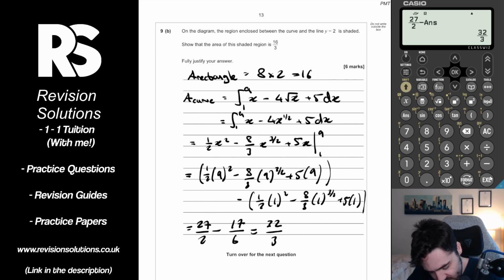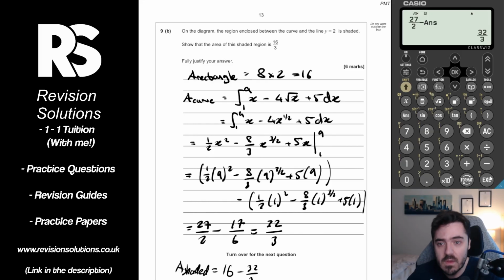And then remember the final answer. The shaded area was the rectangle, which was 16, minus our 32 over 3. So if we now just do 16 minus our answer again, the 32/3, we do get 16/3, which is what they asked for.